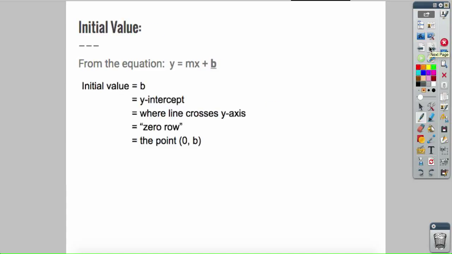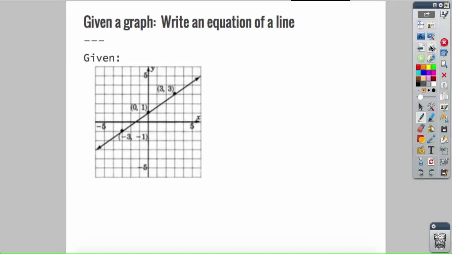Also reviewing here initial value. So from our equation y equals mx plus b, that is our b value. And so our initial value here, it's the same as the y-intercept, and that's where the line crosses the y-axis. When we're looking at a table, it is our 0 row, and if we're looking at a graph, it's the point (0, b).